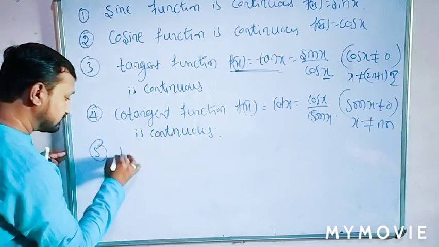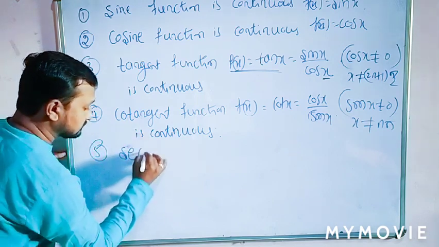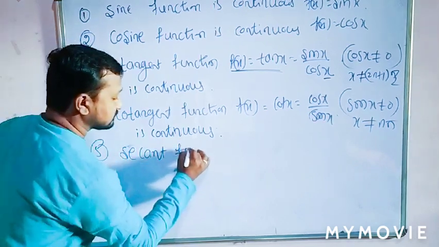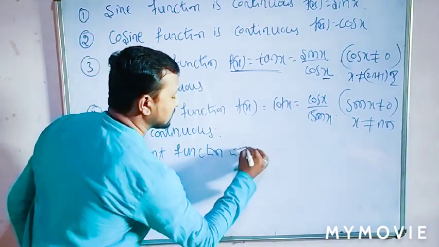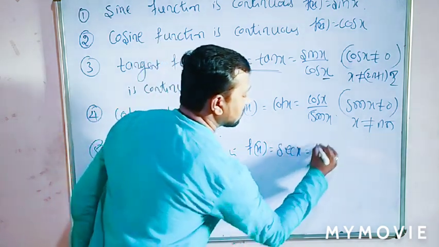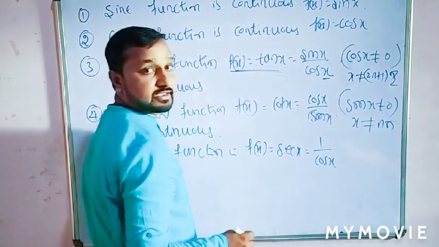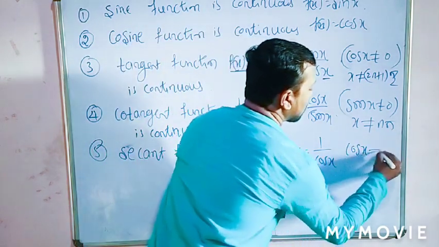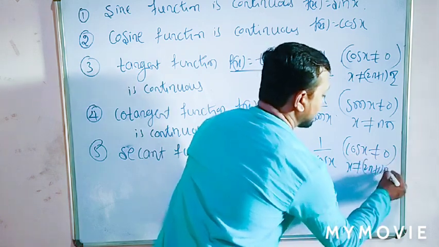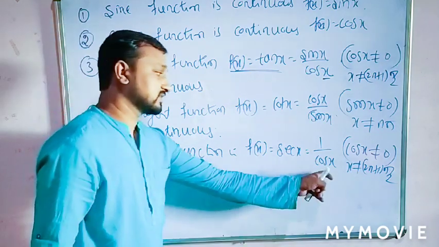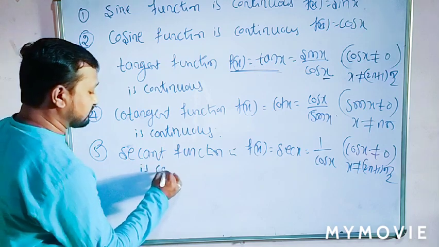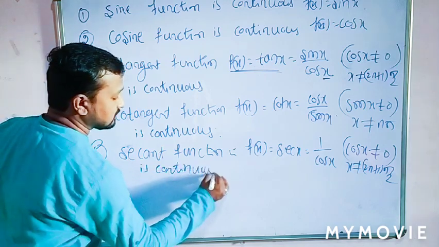And fifth one, the secant function. What is the secant function? f of x is equal to sec x, that is equal to 1 divided by cos x. Here also cos x is not equal to 0, that is nothing but x is not equal to (2n plus 1) pi divided by 2. Suppose cos x equals 0, the sec function is not defined. So in this situation, the secant function is continuous. Okay.